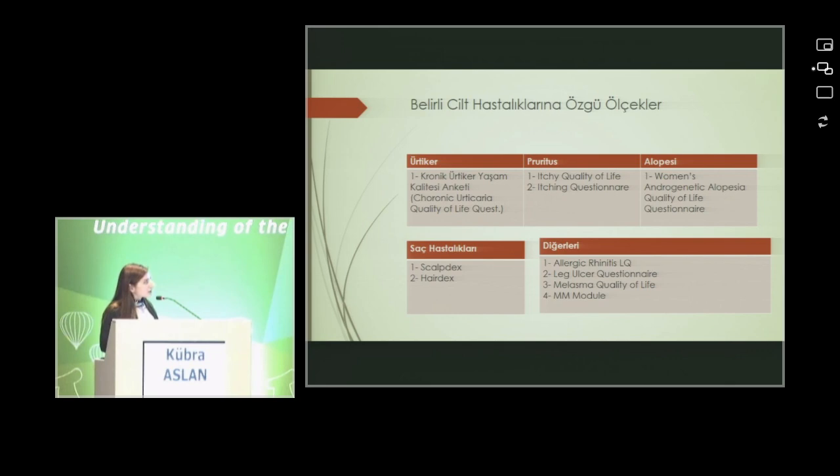As you can understand from the name, the life quality might be understood also in the leg ulcer. For Melasma Quality of Life, its effects might be understood. Melanoma patients and their hardships might be understood, but we can also evaluate the post-chemo period. It is used in clinical practice. Thank you very much for listening.